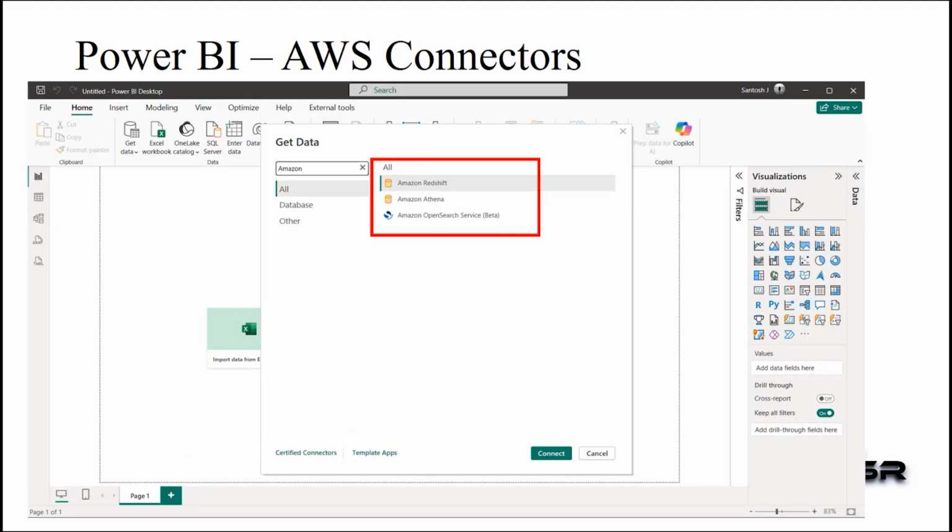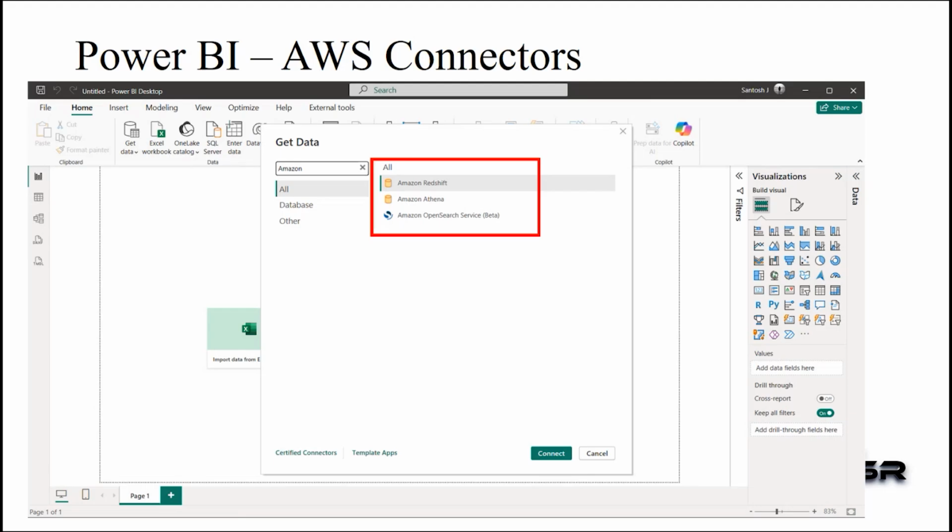But on the other hand, if I show you the AWS connectors, there are at most three, and one of them is still in beta. But you can connect to AWS Athena and AWS Redshift. Redshift is a data warehousing system present in AWS, just like what Synapse can do in Azure. The same thing Redshift can do in Amazon. And apart from that, you can get the data from Athena. Athena is a serverless SQL connection. Only with these two ways can you get the data directly.